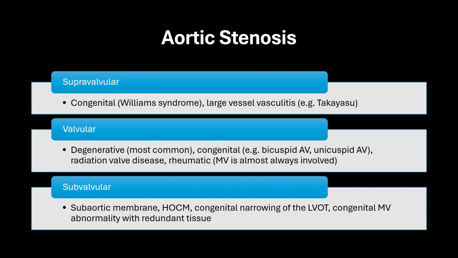Again, when rheumatic aortic stenosis is suspected, it is important to remember that the mitral valve is almost always involved in these patients. And subvalvular aortic stenosis, such as, for example, subaortic membrane, hypertrophic obstructive cardiomyopathy, congenital narrowing of the left ventricular outflow tract, congenital mitral valve abnormality with redundant tissue obstructing the LVOT, and ejection of the left ventricle. Please pause the video if you need more time to read this important concept.